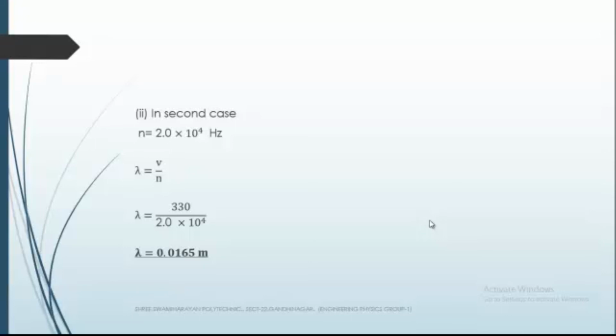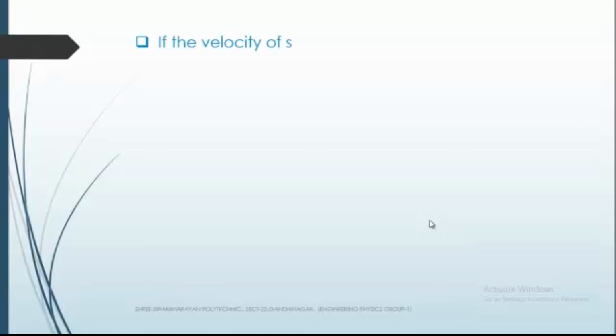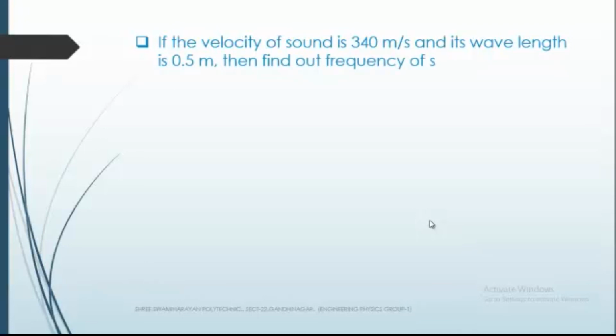Now second, one another example asked in GTU. If velocity of sound is 340 meter per second and its wavelength is 0.5 meter, then find out frequency of sound. In this example, velocity of sound, it means V is given 340 meter per second. Wavelength is given, therefore lambda is equal to 0.5 meter. Find out the frequency, so n is calculated.